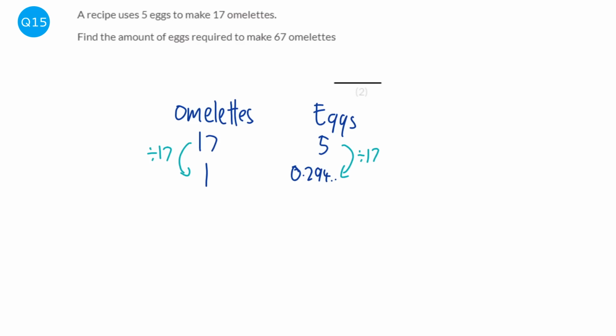Next we want to see how many for 67 omelettes. And to get to 67 from 1 we times by 67, so do that to the amount of eggs, and we get 19.705 blah blah blah. Now you can't get 0.705 of an egg, we always round with eggs, and we always round upwards, because if you need 19.7, 19 won't be enough, so we need to pick 20 eggs.